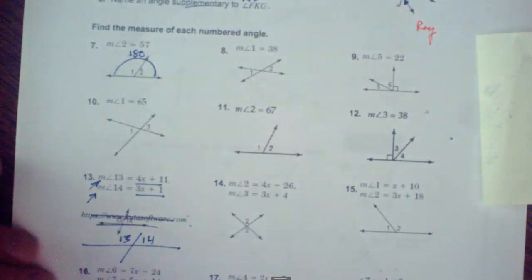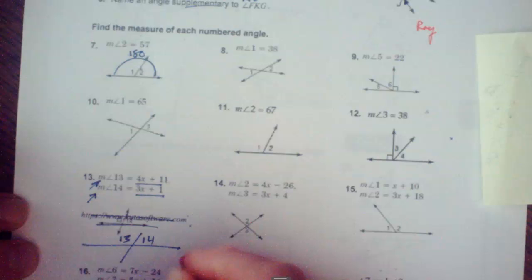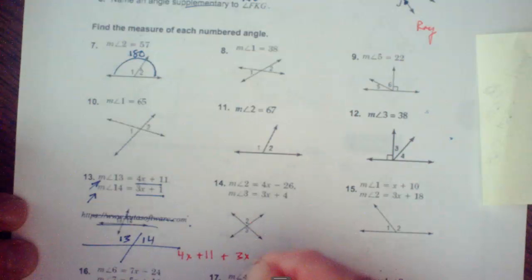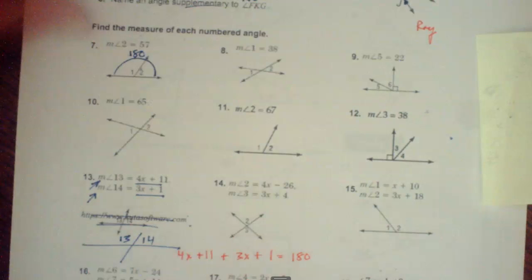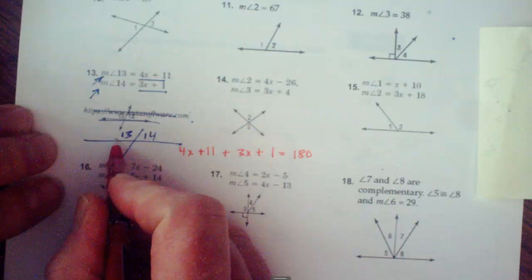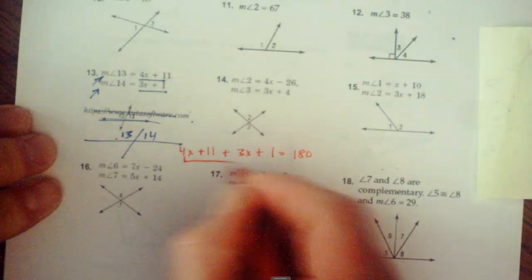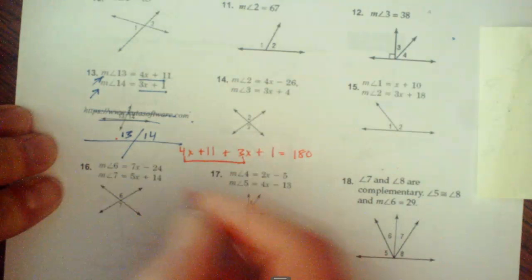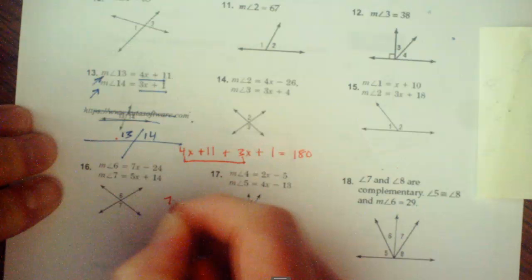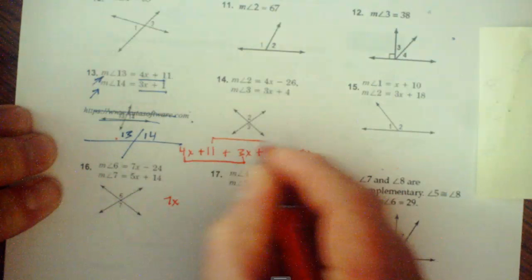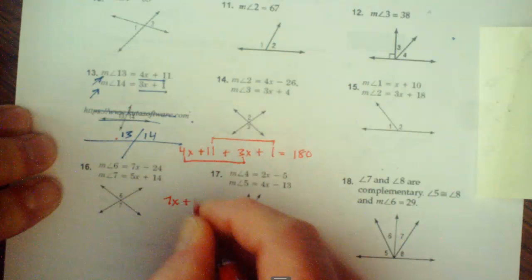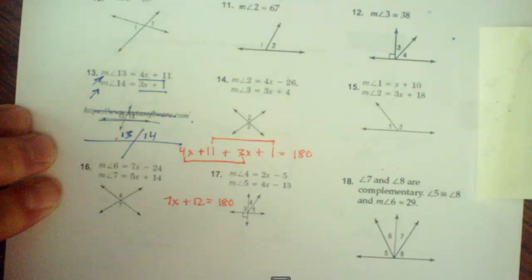So what can we do? Well, let's just put this in red here. We can say that the 4x plus 11 plus 3x plus 1, that all equals 180 degrees. Because it does. Look at this, angle 13 and angle 14 together equal 180 degrees. So now we can start combining some of these terms. We have 4x's and 3x's, so we can call that 7x. Then we have 11 and 1. 7x plus 12 is equal to 180 degrees.